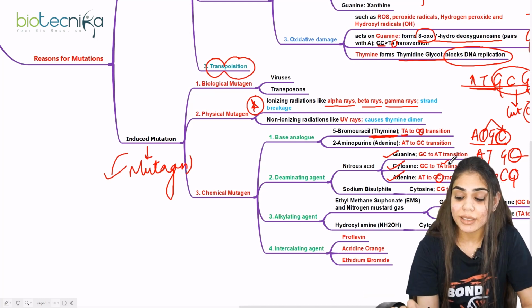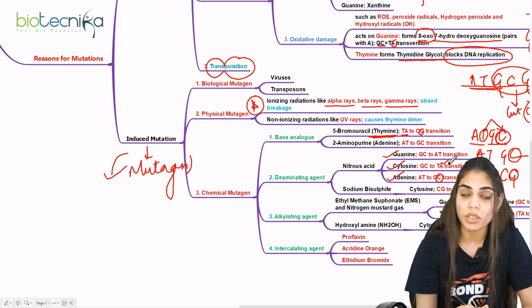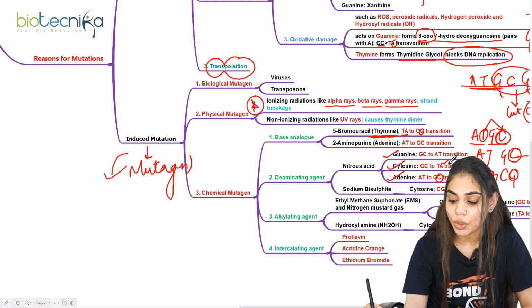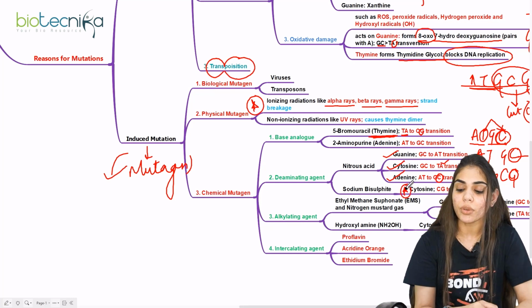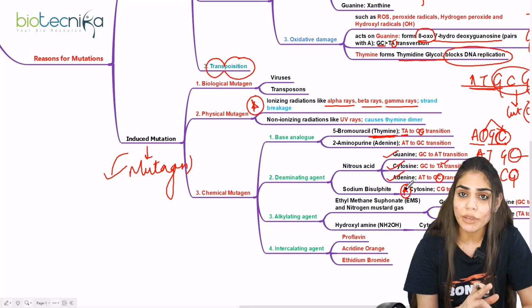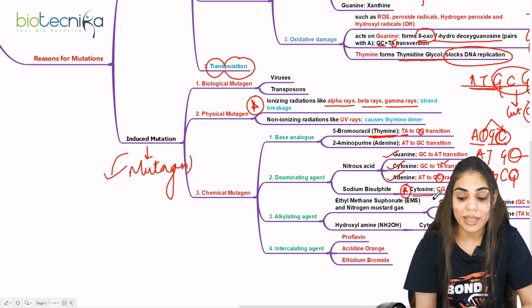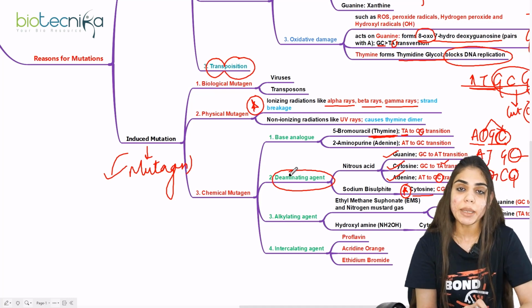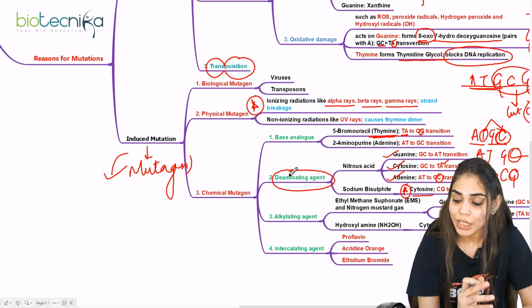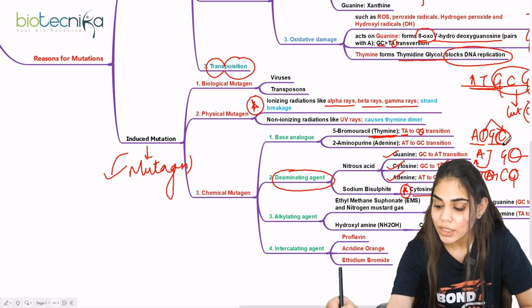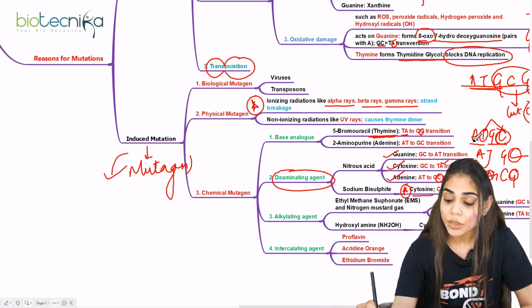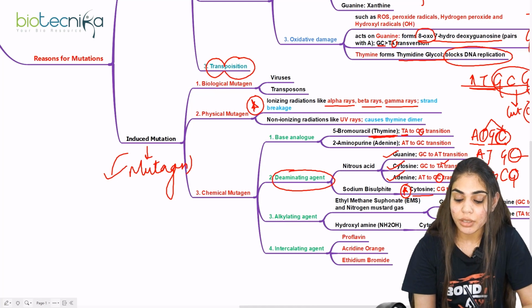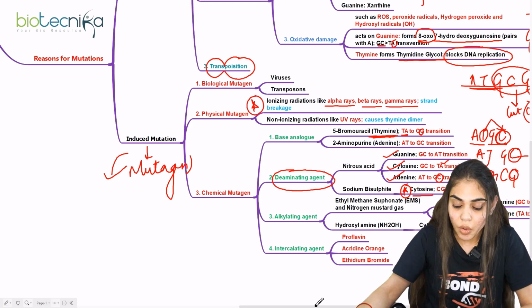For sodium bisulfite, this deaminating mutagen is specific to only a single base, that too cytosine. So this is very important. You have to learn that sodium bisulfite is specific only for a single nitrogenous base, that too is cytosine. So cytosine will be converted to uracil, because here we are learning deaminating agent, meaning the process of deamination. Ultimately this cytosine will be converted to uracil, and this will form CG to TA transition. Again, cytosine will form uracil, that will pair with A, and this is the CG to TA transition. So we have seen a deaminating agent and also base analog.